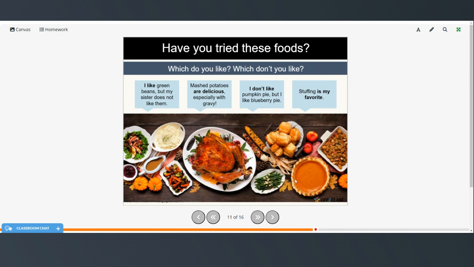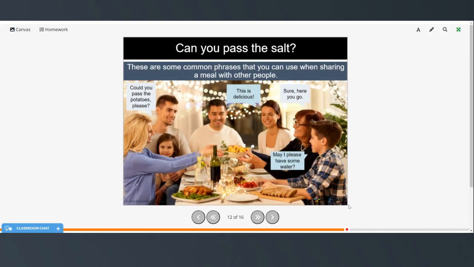All right, and have you tried these foods? Which do you like? Which don't you like? And here are some examples. I like green beans, but my sister does not like them. Mashed potatoes are delicious, especially with gravy. I don't like pumpkin pie, but I like blueberry pie. And stuffing is my favorite.